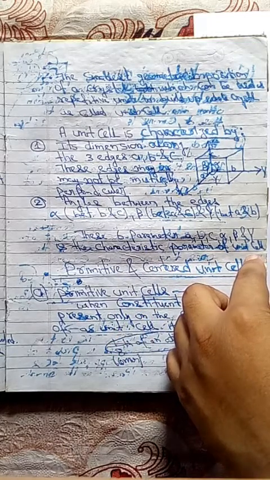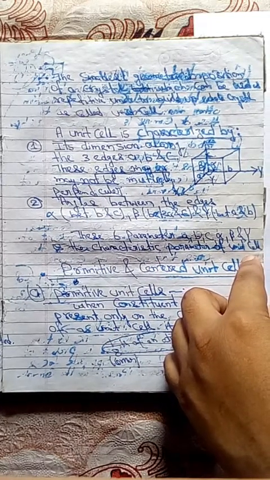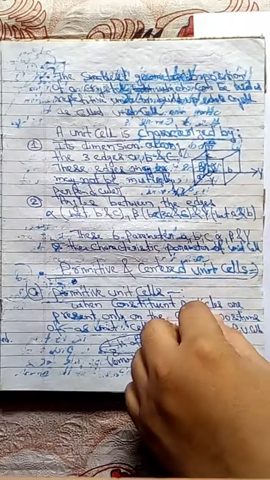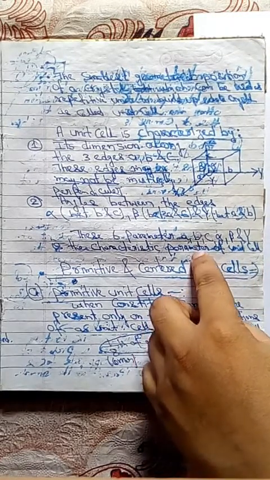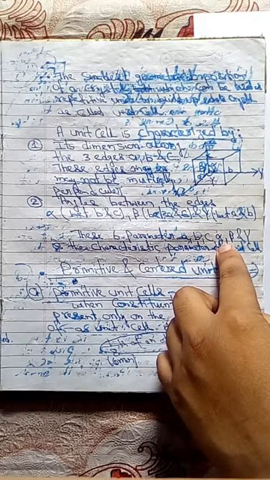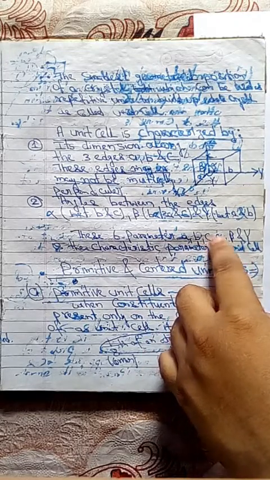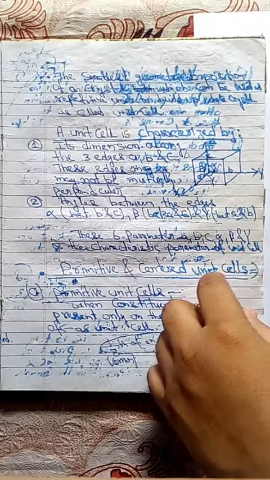If anyone asks you what the characteristic parameters of a unit cell are, you have to write that there are six characteristic parameters of a unit cell, which consist of three edges a, b and c and three angles present between the different edges, that is alpha, beta and gamma.